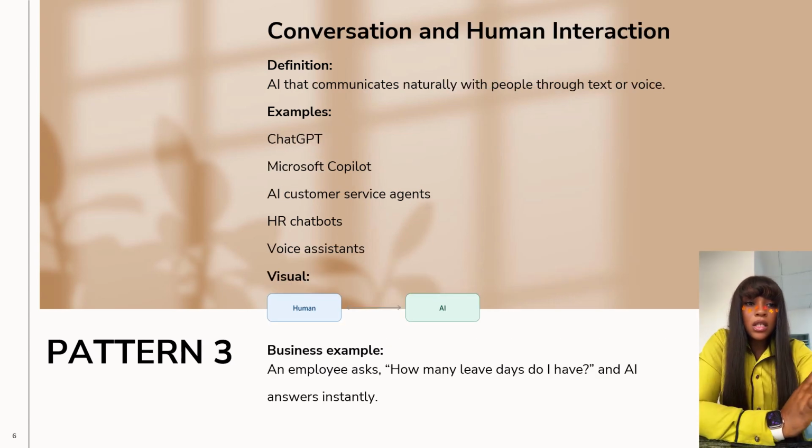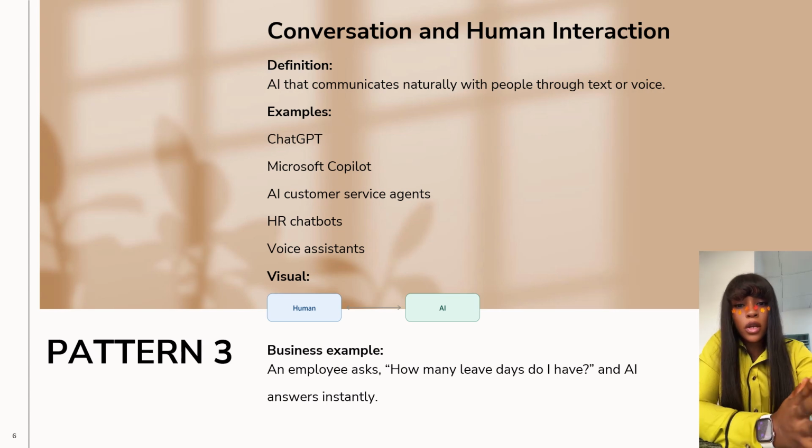The third pattern is conversation and human interaction. People often put it as only conversation AI, and some people call it conversation and human interaction AI. This is the AI pattern most people already know. We actually use it, let me not say every day. Some people use it periodically or always, depending on the type of job you're doing or what your needs are.